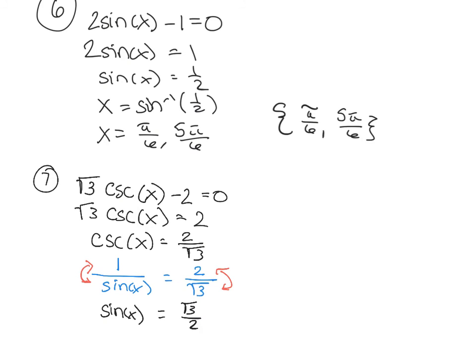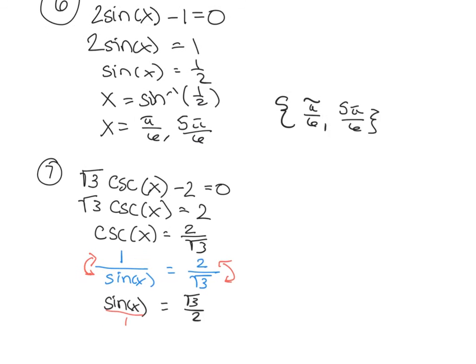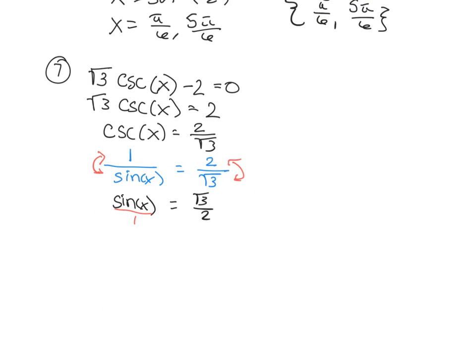I'm still setting up this problem properly. I still have my sine of x is going to be the same as the square root of 3, and if you want to think about this over 1, the 1 and the 2 are still lined up horizontally. But what we can do now is find sine inverse and say that x is equal to sine inverse of square root of 3 over 2.